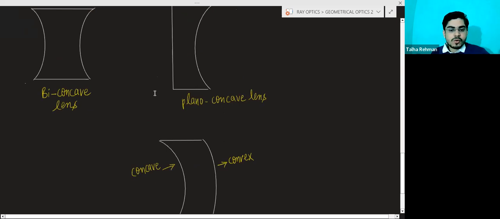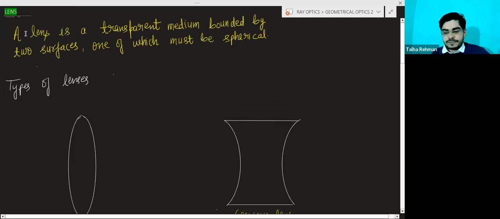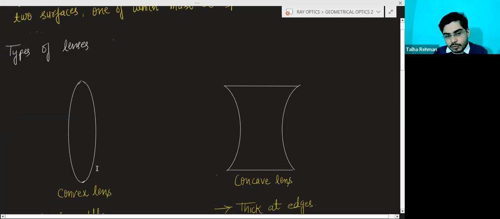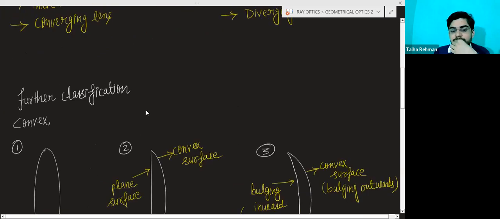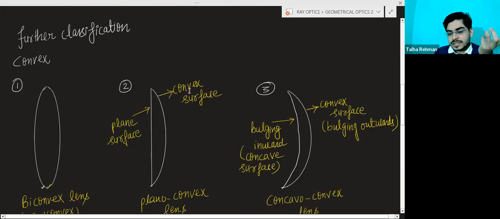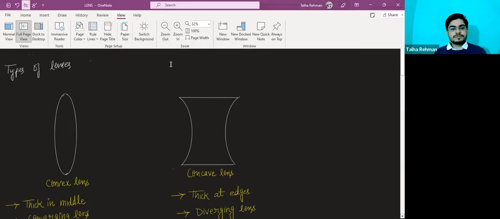We will discuss the biconvex lens and biconcave lens. Remember the definition. What is a lens? A lens is a transparent medium bounded by two surfaces, one of which must be spherical. So here both surfaces are spherical surfaces. Concave and convex surfaces are known as spherical surfaces. In this case, one surface is plane, another is spherical. A convex surface is a spherical surface. Okay, so take the screenshot.